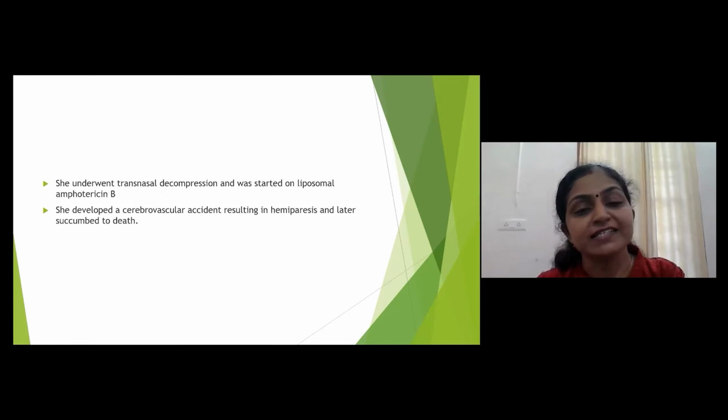She underwent transnasal decompression and was started on liposomal amphotericin B. She developed a cerebrovascular accident resulting in hemiparesis and later succumbed to death.